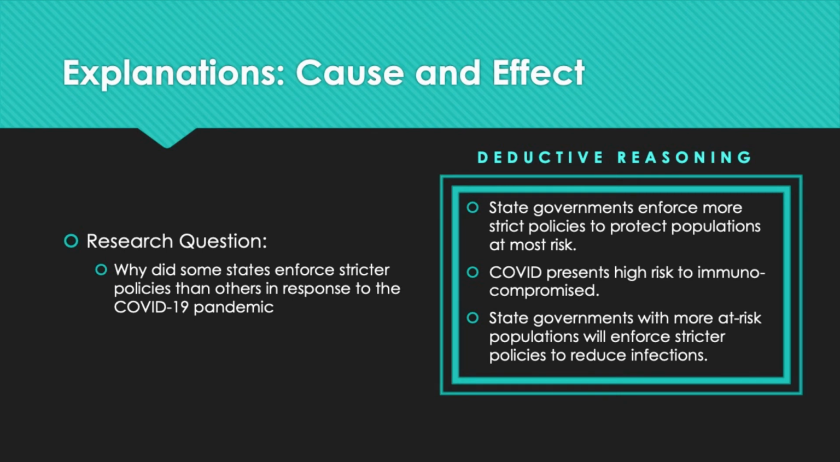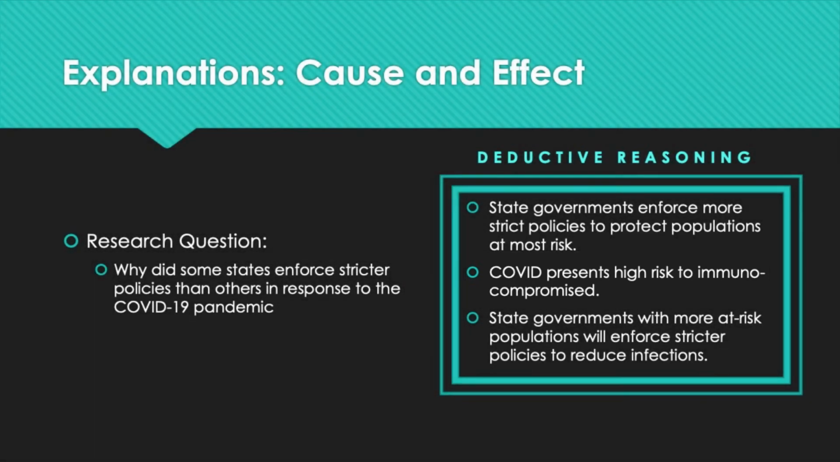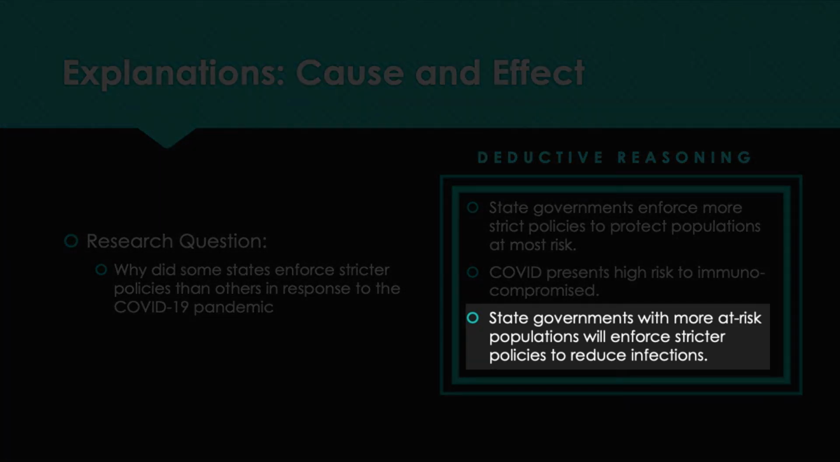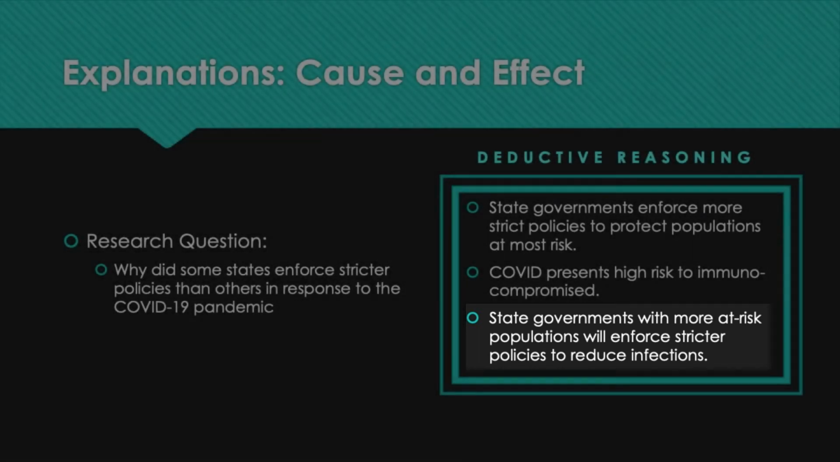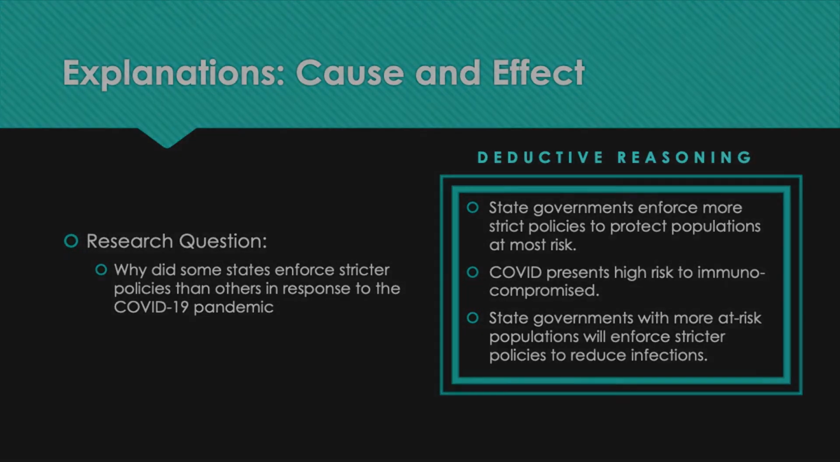So we know that COVID generally presents more risks to individuals who are immunocompromised. Thus, here's the beginning of our proposed explanation. For state governments with more at-risk populations, we might expect them to enforce stricter policies to reduce COVID infections. So we have offered one potential explanation as to why some states vary in their responses to handling COVID.